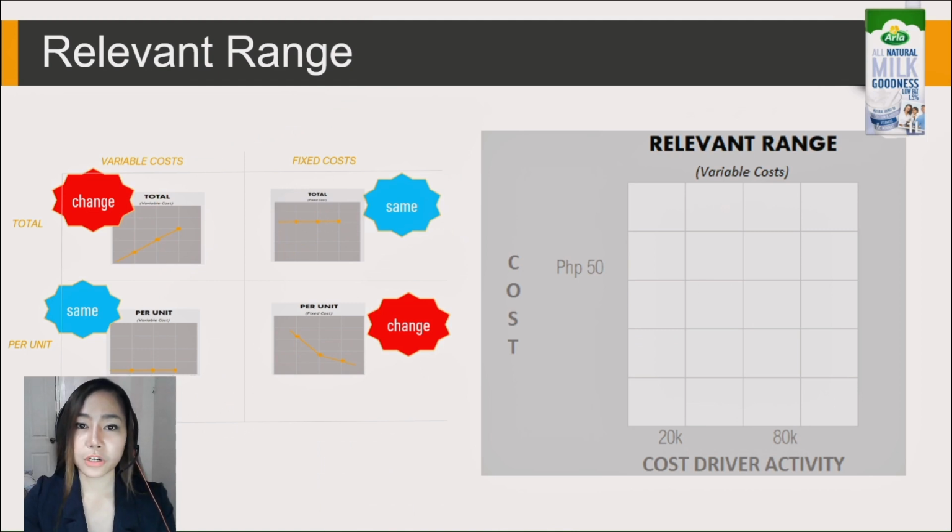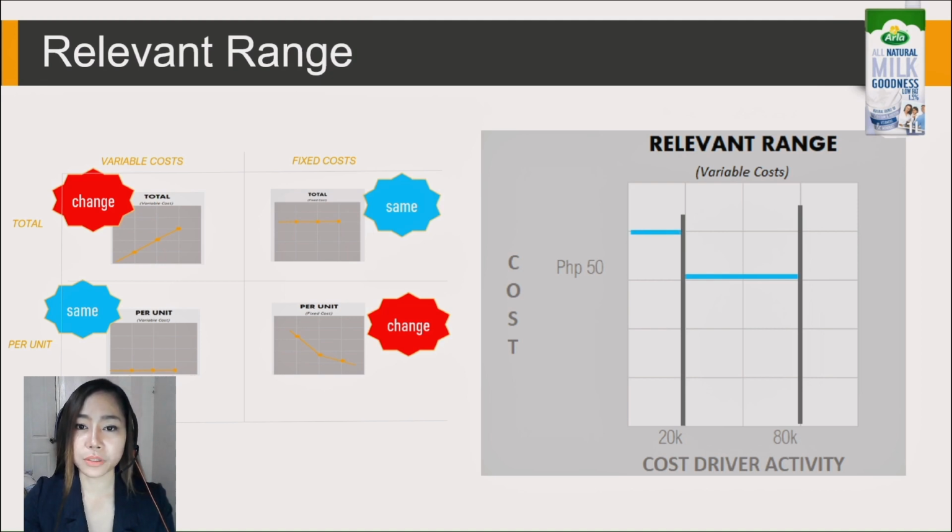So just a quick note on a relevant range. A relevant range refers to a normal range of volume or normal amount of activity in which the total amount of company fixed costs will not change as the volume or amount of activity changes. So let's say that each fresh milk is 50 pesos, so we are purchasing it from the supplier. Again, we sell between 20,000 to 80,000, and our variable cost of fresh milk from our supplier is 50 pesos. So it is the same if it's within the relevant range.